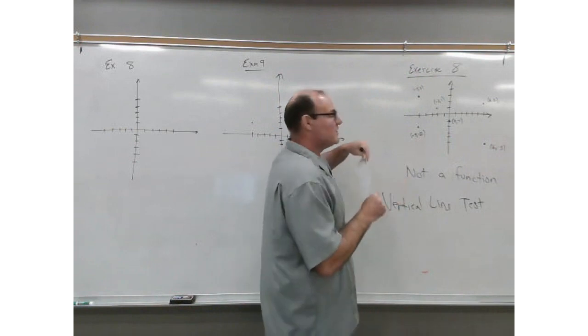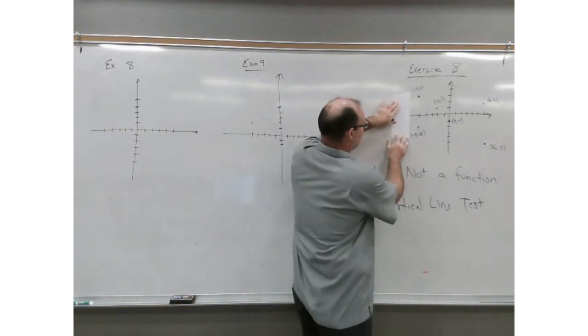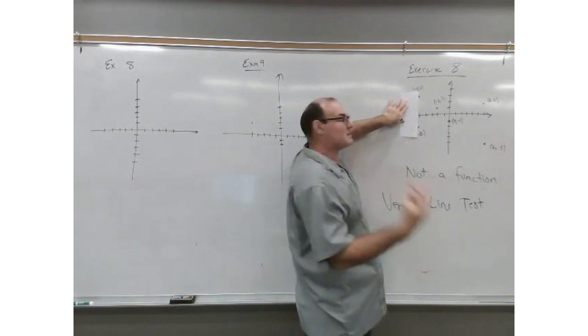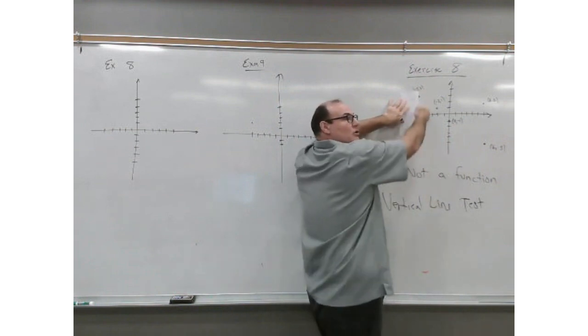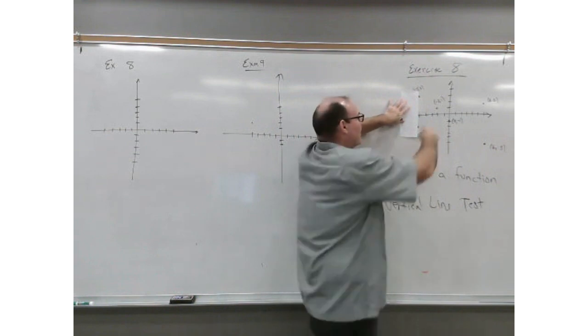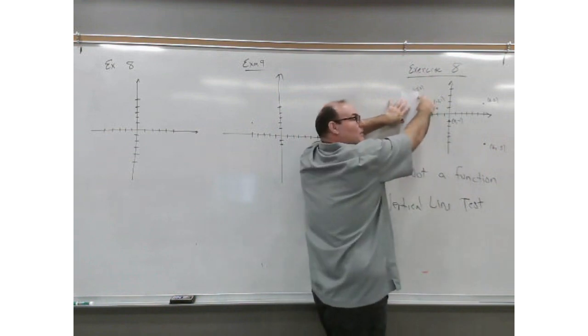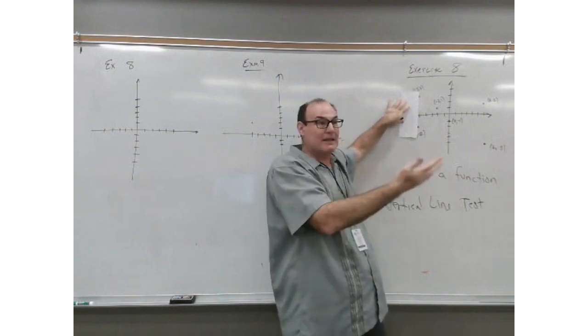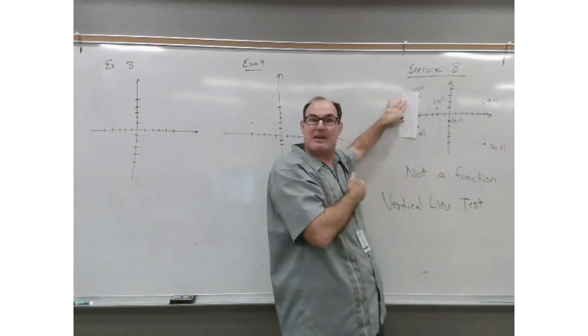So here we go. Notice when I pass the vertical line, how many times does this vertical line hit the graph? Twice. What that means is for this x value represented by the vertical line, there are 2 y values. There's a y value up here, there's a y value down there. And that's why the vertical line test can quickly tell us if a graph is a function or not a function.